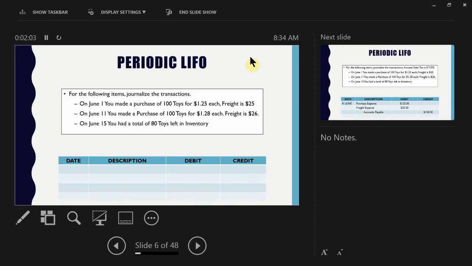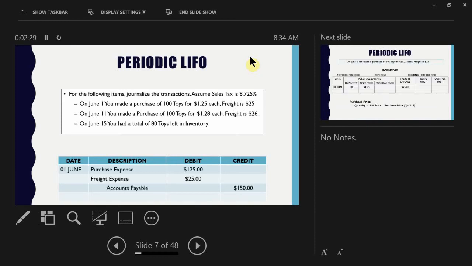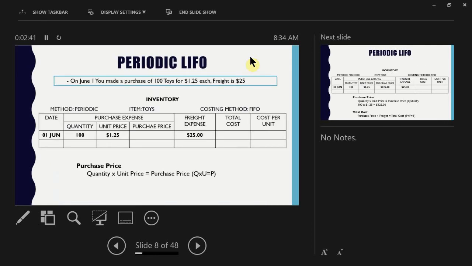So here's our example, where on June 1st, we made a purchase of inventory. We purchased 100 toys at $1.25 with a freight of $25. So again, we need to practice journalizing this: purchase expense, freight expense, and how we paid for it. So here, $125 plus $25 worth of freight is going to give us a total of $150. We plug it into our inventory worksheet like this.